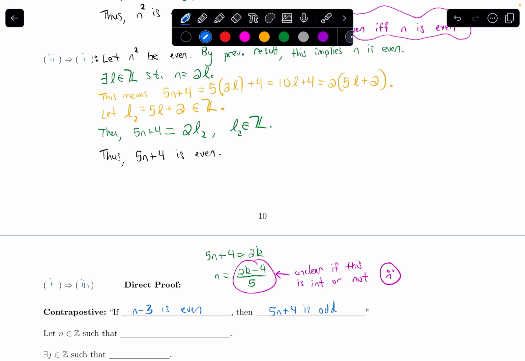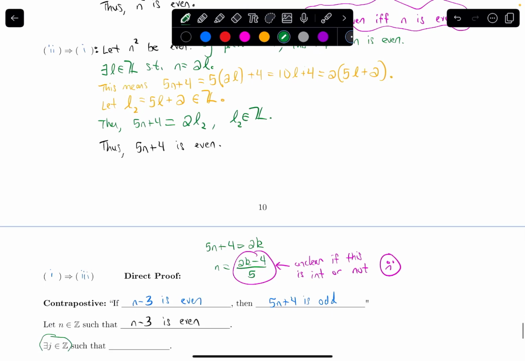Okay, so I get to assume the if part is true. What that means is, n is an integer such that n minus 3 is even. So let's get into the proof. I start by writing down what it is that I know. I know that n minus 3 is even. That's what I get to assume is true. And then I write down the definition of what that means. If n minus 3 is even, that means there exists some integer, I'm going to call it j, such that n minus 3 equals 2j.